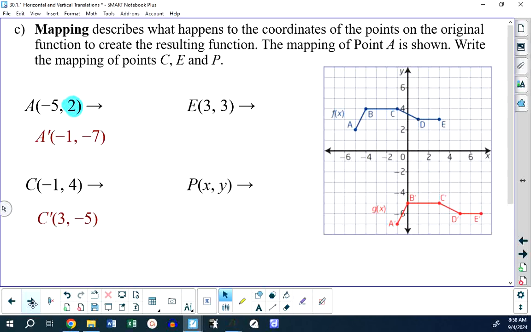What we could do is use this rule that says x is going to increase by 4 and y is going to decrease by 9. I'm going to use the rule for E. If x is at 3 and it increases by 4, the new x will be 7. And we want to take 9 away from the y coordinate, which also happens to be 3. That gives me 7 comma negative 6. And then we come up with the most important thing. What this means is we have this mapping rule for this example: x comma y becomes x plus 4 comma y minus 9.